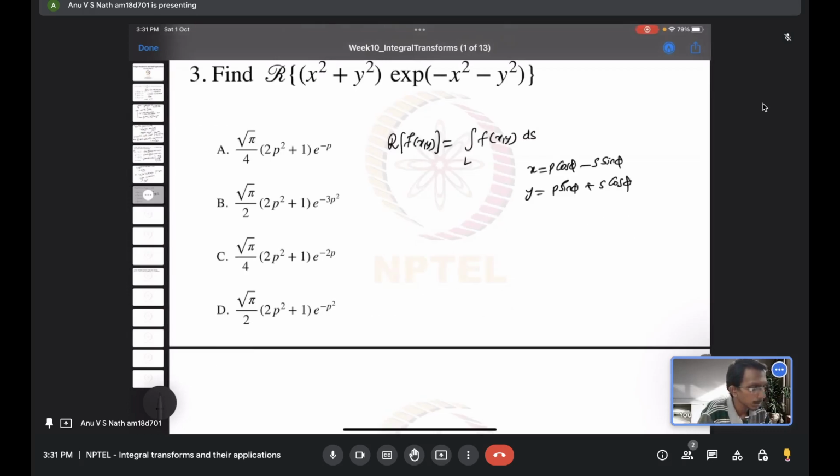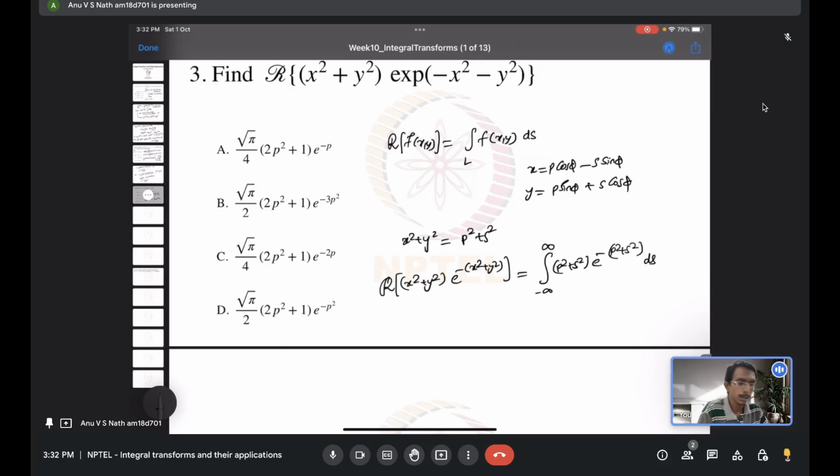So here we basically have the function x square plus y square times exponential of minus of x square plus y square. So basically we need x square plus y square. As I showed earlier, we can come to the conclusion that this is p square plus s square only. So the Radon transform of the function x square plus y square times exponential of minus x square plus y square is basically the integral of p square plus s square times exponential of minus p square plus s square ds, from minus infinity to plus infinity. So we are integrating over s.